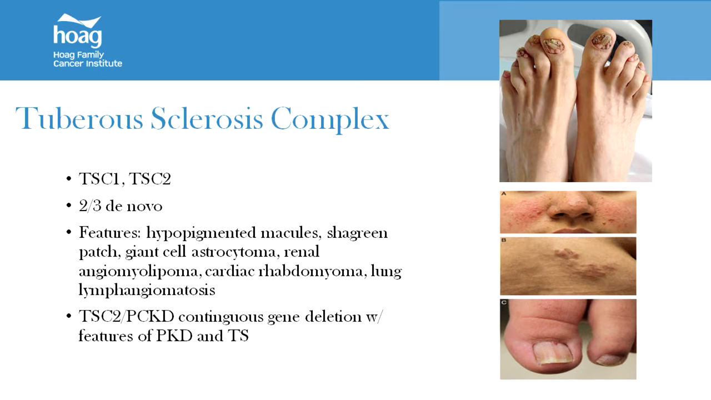Interestingly enough, TSC2 is right next to the polycystic kidney disease gene. And so if there's a contiguous gene deletion, meaning both of them are deleted, you have features of both polycystic kidney disease and tuberous sclerosis.